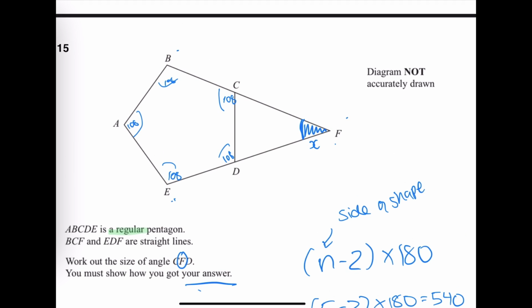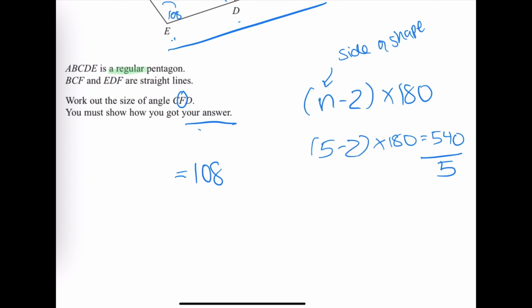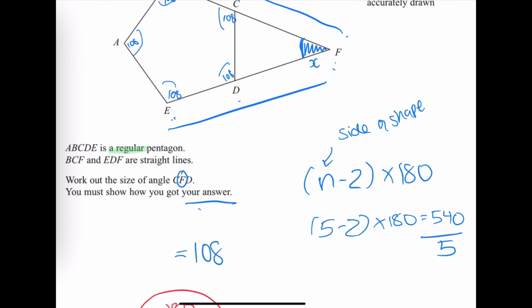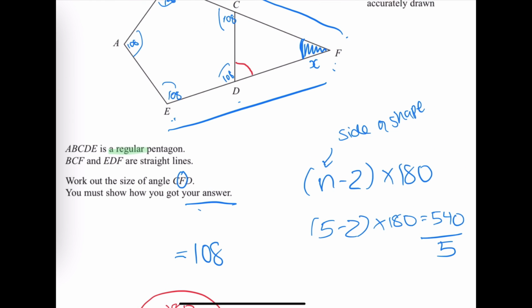So we know that EDF and BCF are straight lines. We know that the angles on a straight line equal 180. So we can just do 180 minus 108, and we know that this is 72. And this is the same over here.